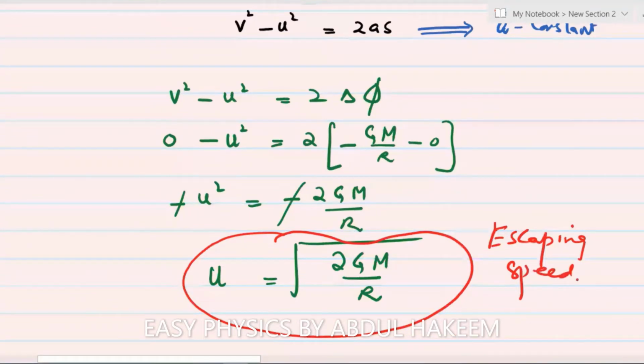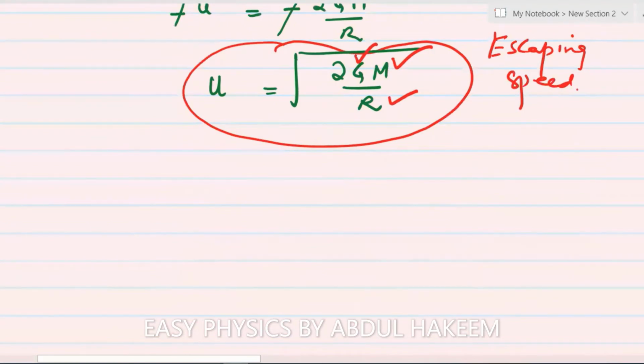Look, it does not depend on the mass of the object. Whether you have a mass of 10 kg or 100 kg, it does not depend on that. It depends on the value of g, it depends on the mass of the planet, it depends on the radius of the planet. It does not depend on the mass of the object which is escaping the gravity. So suppose we have to escape from the gravity of the earth. We have to go into space, so how much initial speed do we need at the surface? It does not depend on the mass of the person.